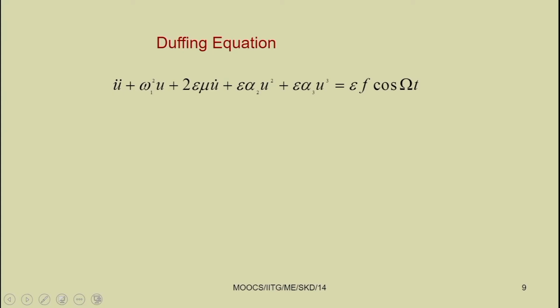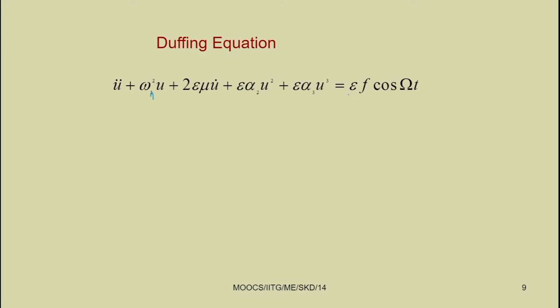The Duffing equation can be written in this form: u double dot plus omega 1 square u, or omega n square u, where omega n is the natural frequency, or in some papers you can find omega 0 square, plus 2 epsilon mu u dot plus epsilon alpha 2 u square plus epsilon alpha 3 u cube equal to epsilon f cos omega t.